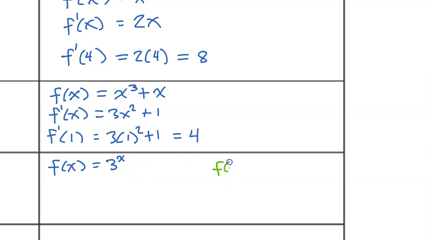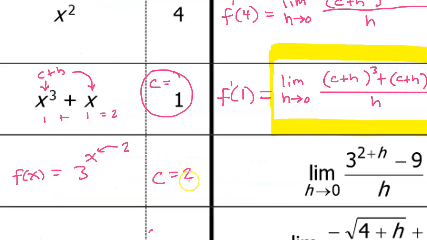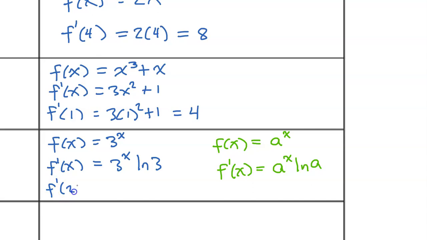So instead of working out the actual limit, let's use our derivative rules. Speaking of derivative rules, let me remind you of one of them. If you have the function a to the x power, we have memorized that the derivative is a to the x power again times the natural log of a. So let's use that rule right now. So f prime is going to equal 3 to the x power times the natural log of 3. But for this limit, the c value was 2. That means this is the same as the derivative of f at 2. The derivative of f at 2 would be 3 squared natural log 3, which equals 9 natural log 3.